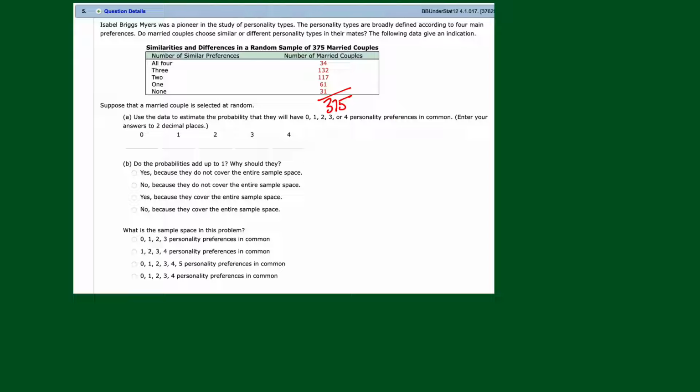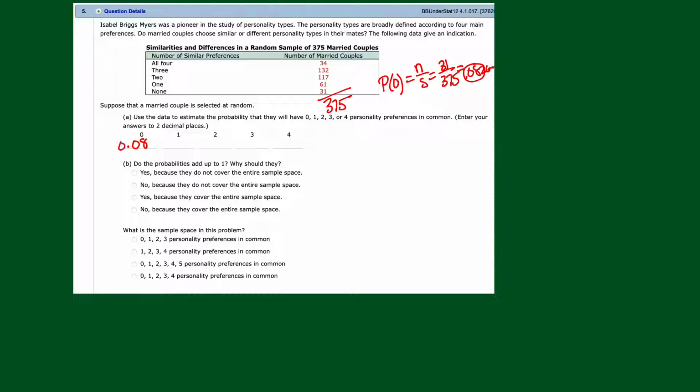So what about 0? What's the probability of 0? That's going to be none. That's this one right here. So none, we had 31 people out of 375. Remember how it goes? It's the number of elements in the event divided by the number of elements in the sample space. So this is going to be 31 out of 375. Let's turn it to a decimal. I got 0.0826... If I round it off to 2 places, I'm going to write this as 0.08.